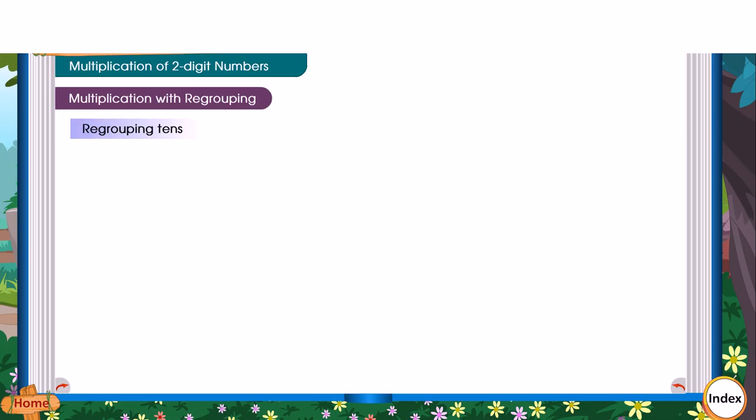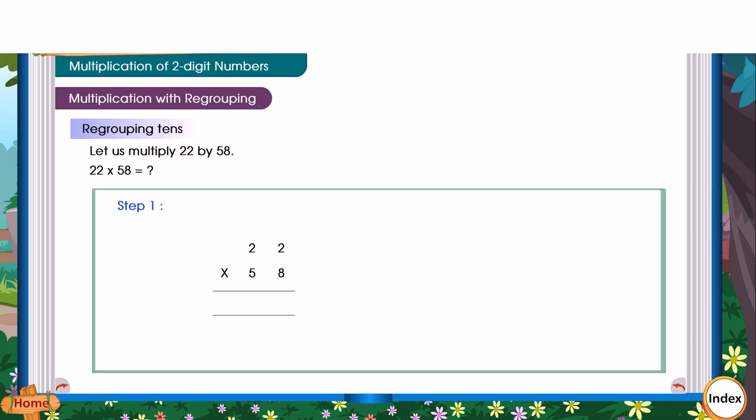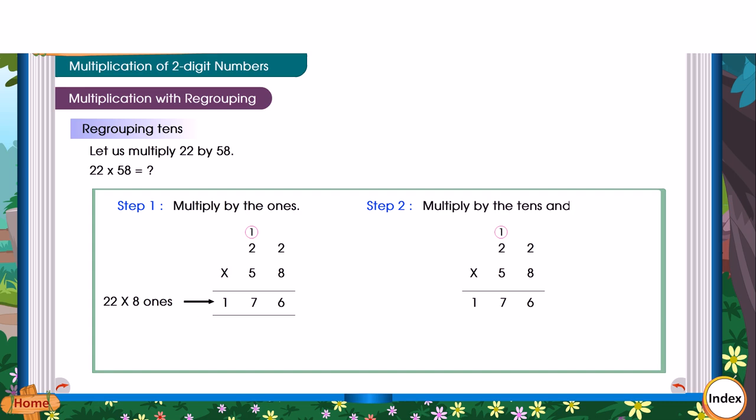Regrouping tens. Let us multiply 22 by 58. 22 into 58 is equal to how much? Step 1. Multiply by the ones. 22 into 8 ones is equal to 176. Step 2. Multiply by the tens and add. 22 into 5 tens is equal to 1100. Therefore, the product of 22 and 58 is 1276.